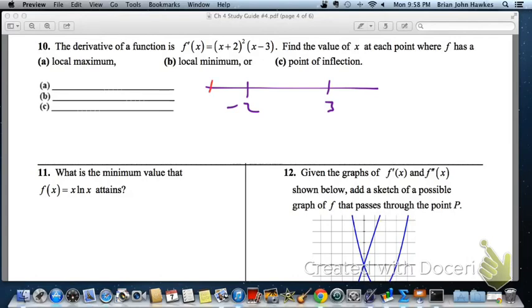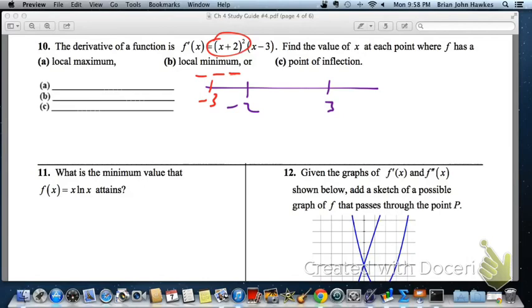Picking a test value to the left of -2, let's pick -3. Anything to the second power is going to be positive, and then -3 minus 3 is a negative. So on the interval from -infinity to -2, we can see that f prime is negative.